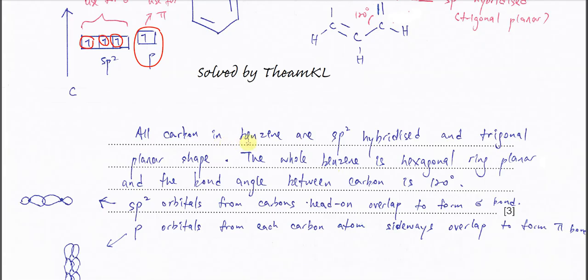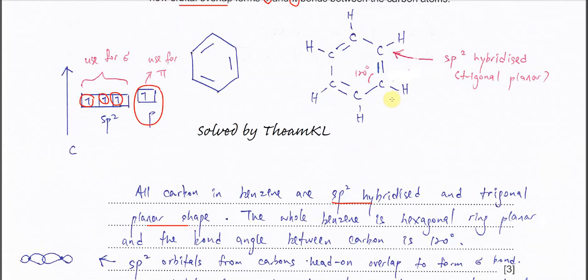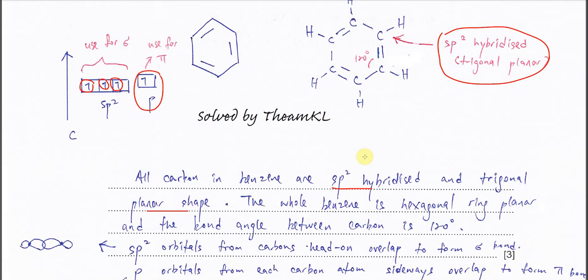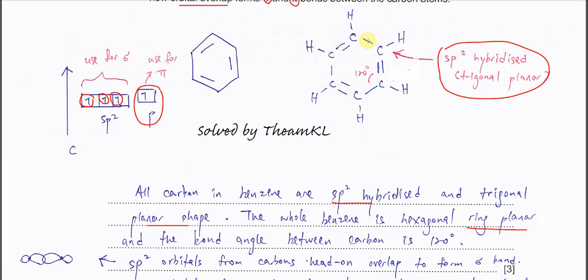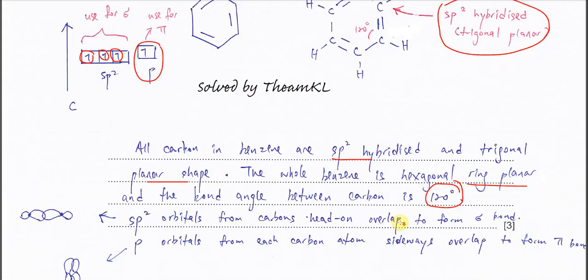Okay, all carbons in the benzene ring are sp2 hybridized with trigonal planar shape. So this one I already told you, sp2 hybridized and trigonal planar geometry. The whole benzene is a planar hexagon ring, so the shape is hexagon, right? And the bond angle between the carbons is 120, as I told you just now.